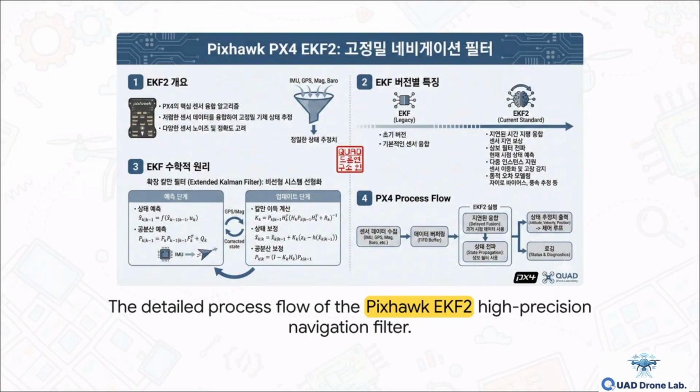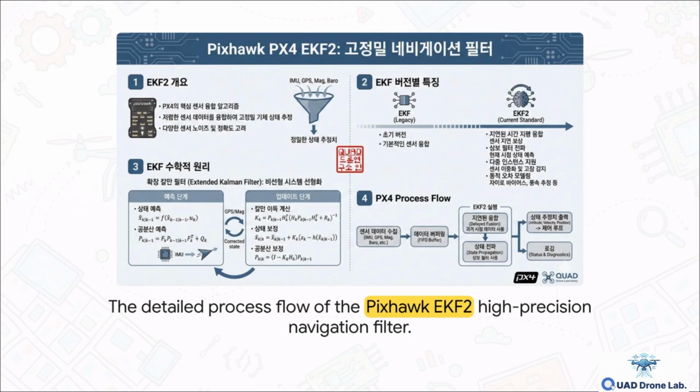Now hold on, let's zoom in on just one tiny piece of that last diagram, the navigation filter. And boom, the complexity just explodes. This right here is the EKF2, the extended Kalman filter. Think of it like the drone's inner ear, its sense of balance. It's constantly taking in data from all these different sensors and mashing it together to figure out exactly where it is and where it's going.